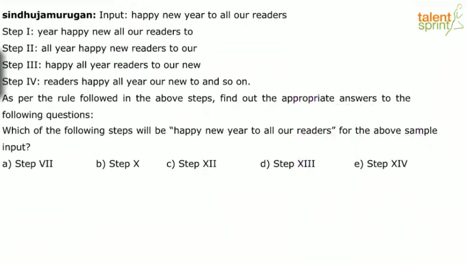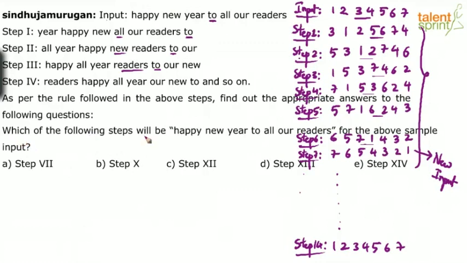The first question. Which of the following steps will be Happy New Year to all our readers for the above sample input? See, the sample input is Happy New Year to all our readers. He is saying which of the following steps will be Happy New Year to all our readers. That means we want the same output. Input and output should be same. Now already we have seen that at least till 7 steps we will not get the same input. Are you able to follow?